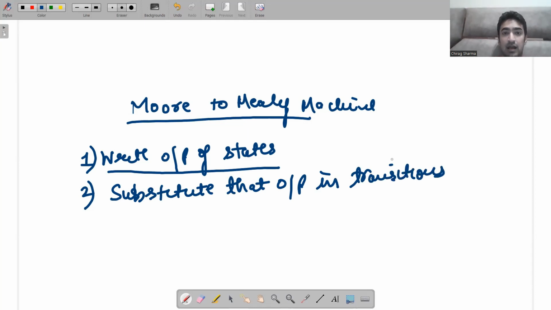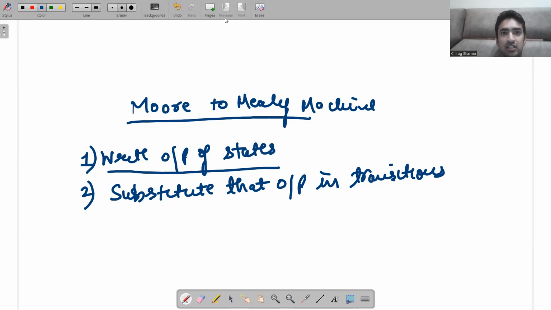Because you are converting from Moore to Mealy, you will be concerned with the output of the transition. In a Moore machine you always have an output of state. So the moment you take that particular output of the state, all you need to do is substitute that output in the transition. By default, it will be converted to a Mealy machine.